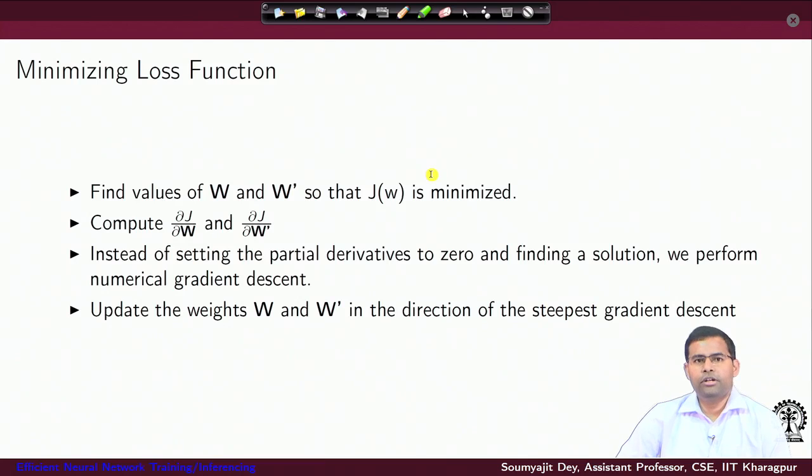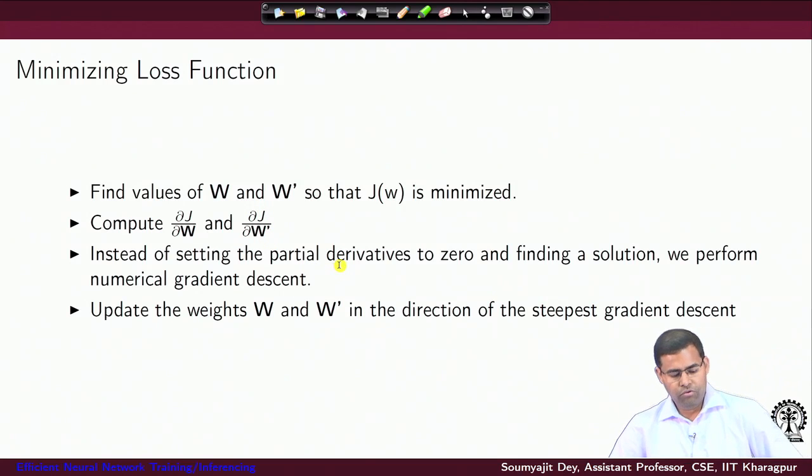So overall, what is the requirement? This w and w prime are my unknowns, and I want this loss function to be minimized. Now, as we know, the way to do a function minimization is to do a derivative calculation with respect to the variables w and w prime and figure out what the minima are, put the values back, and then you get the minimum value for the function. But observe that here we have w and w prime as vectors, so we need to compute the partial derivatives, del j del w as well as del j del w prime.